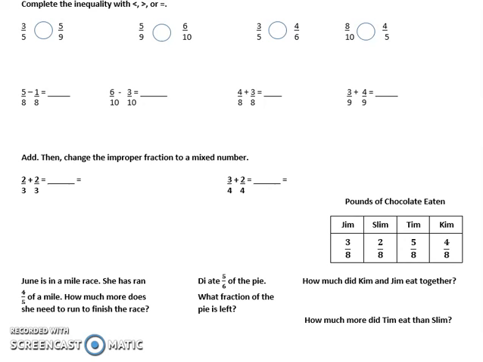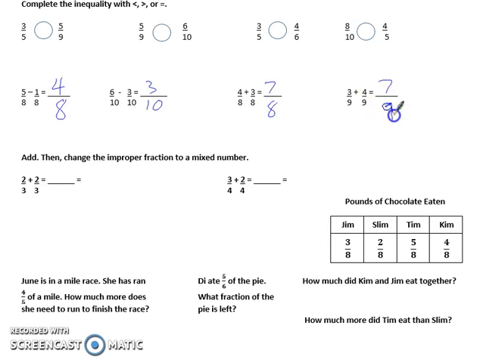Alright, 5/8 minus 1/8, this is easy. I just subtract or add the numerator, so 5 minus 1 is 4. Denominators don't do diddly, so it's still going to be eighths. 6/10 minus 3/10 is 3/10. 4/8 plus 3/8 is 7/8. 3/9 plus 4/9 is 7/9.